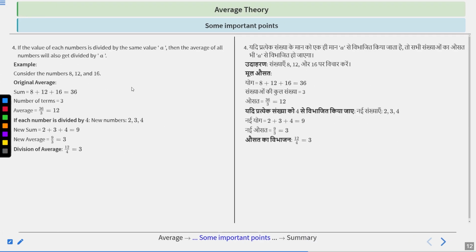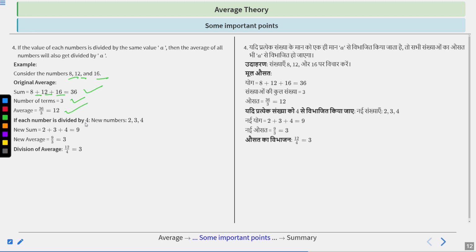If the value of each number is divided by the same value a, then the average of all numbers will also get divided by a. Clear? For example, consider three numbers 8, 12 and 16. Clear? The sum 8 plus 12 plus 16 becomes 36. Number of terms is 3. So the average is sum upon number of terms, which is 12.